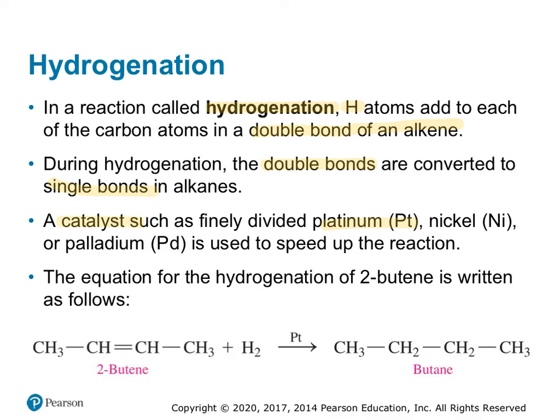This reaction down here shows 2-butene. Here's the double bond. Notice there's one hydrogen on each carbon here. And after the hydrogenation, then we have 2 hydrogens on each carbon here, adding hydrogen in.